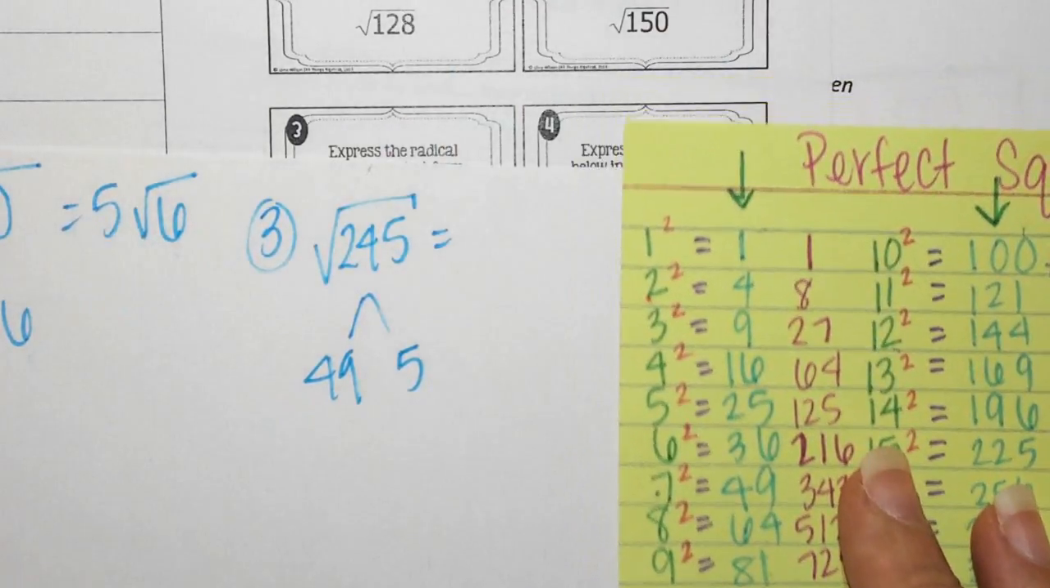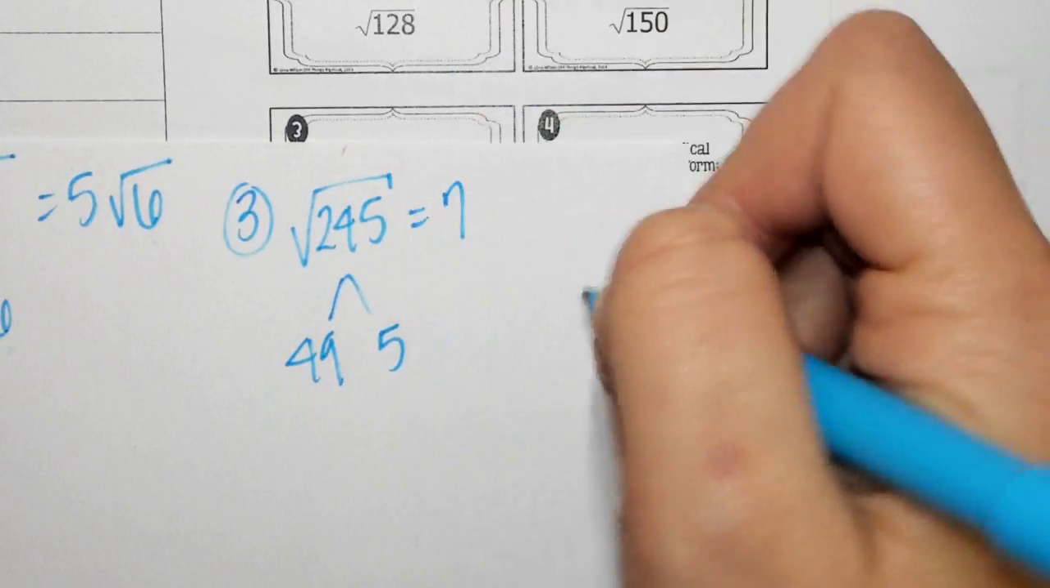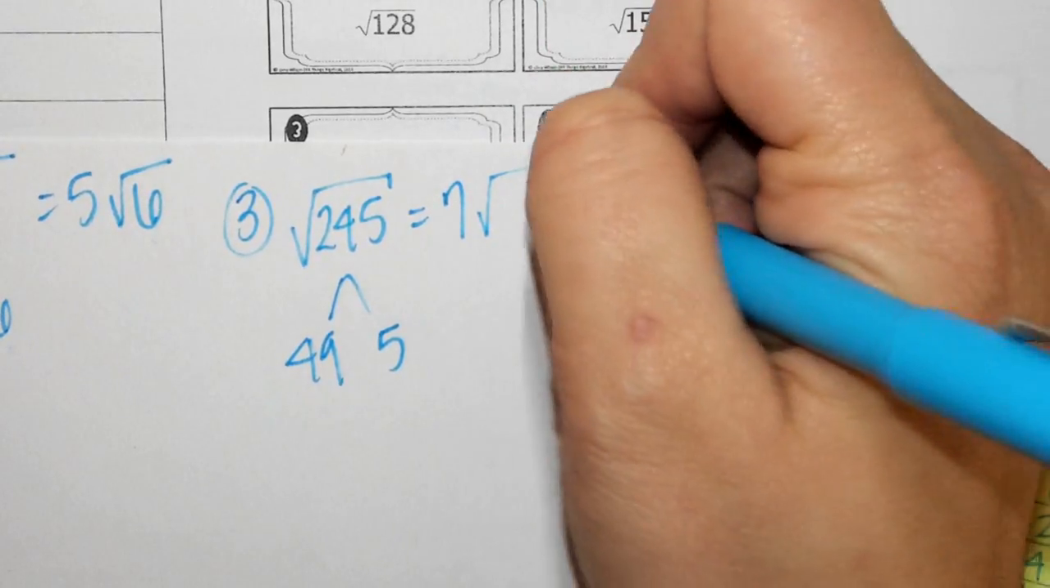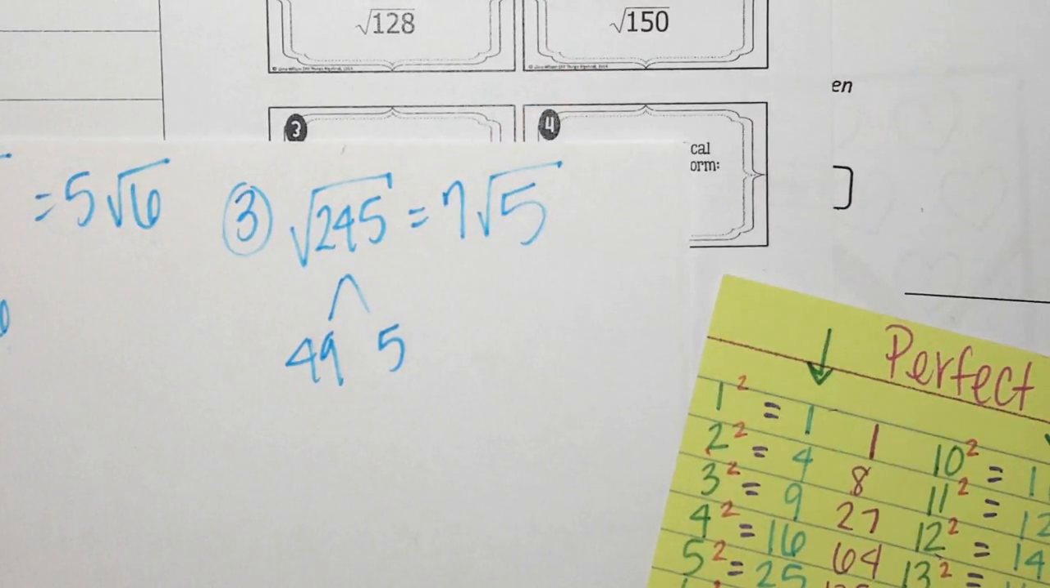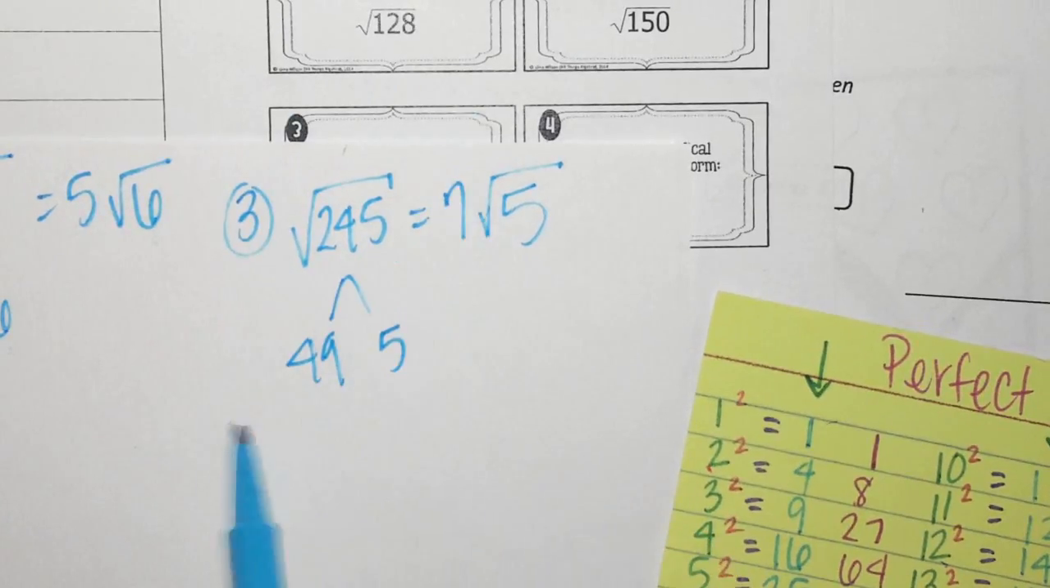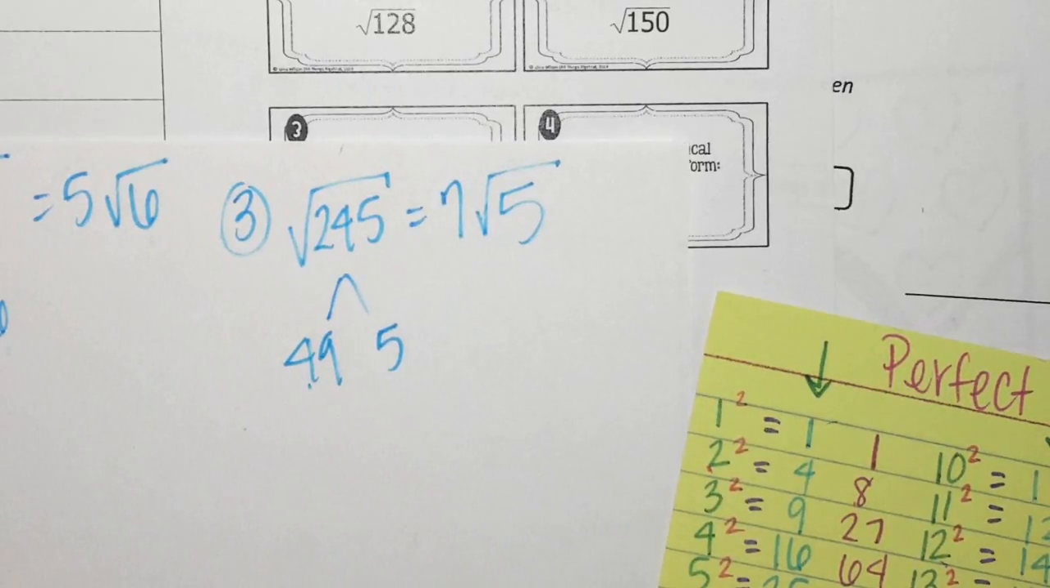All right, what's the square root of 49? 7. All right, so then it's 7 root what? 5. Take a point if you said 5. I read it was 7. I put 49. Now, why is it 7 and not 49? Because you have to take the square root.